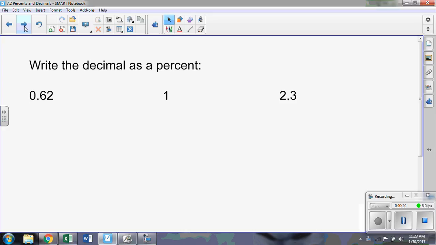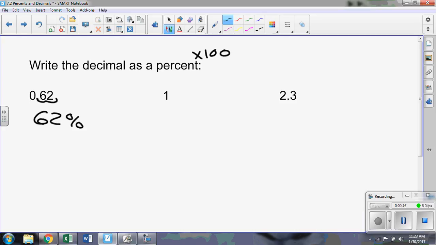Write the decimal as a percent. Always remember that percent means per 100, and so it's always about just moving or multiplying or dividing by 100. In order to convert a decimal to a percent, you would simply multiply by 100. And we know that the effect of multiplying by 100 is to move the decimal 2 places. 1, 2.